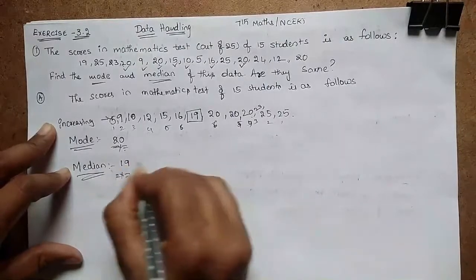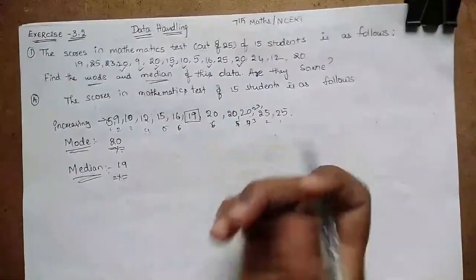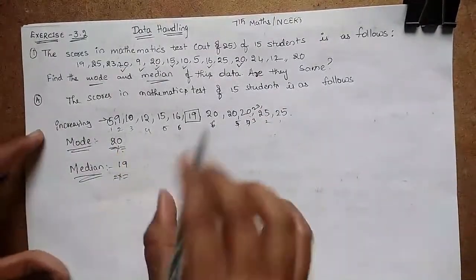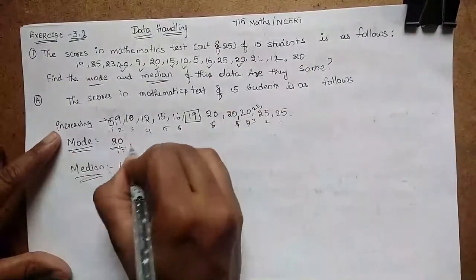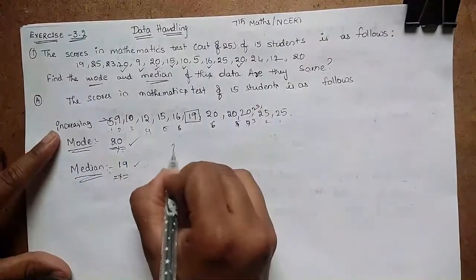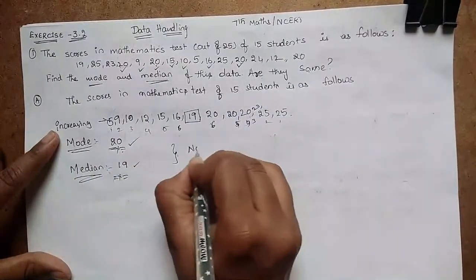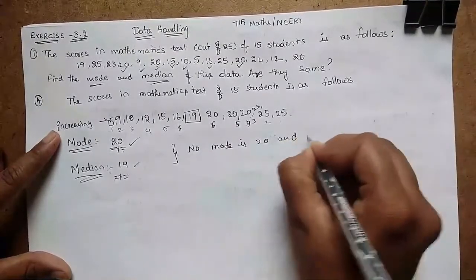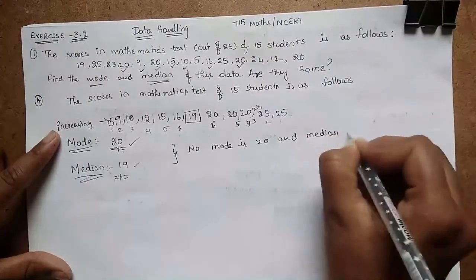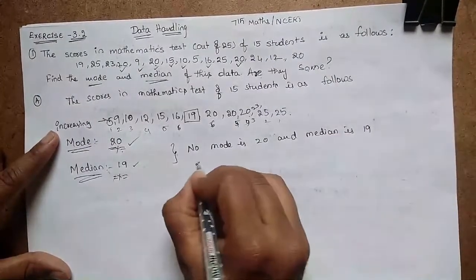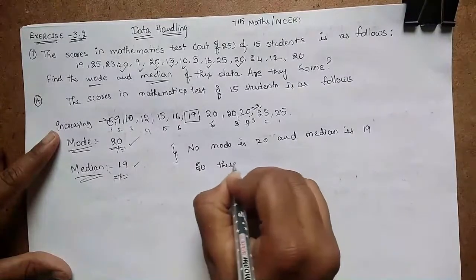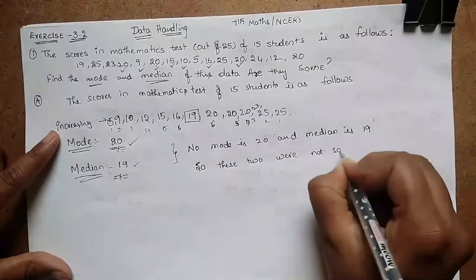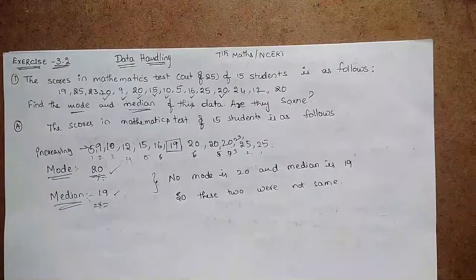So median is the middle number or middle marks of the given ascending order or descending order of marks, whatever the question. Are they same? Here mode is 20 and median is 19. So these two are same? No. Mode is 20 and median is 19. So these two are not same. This is about this question.